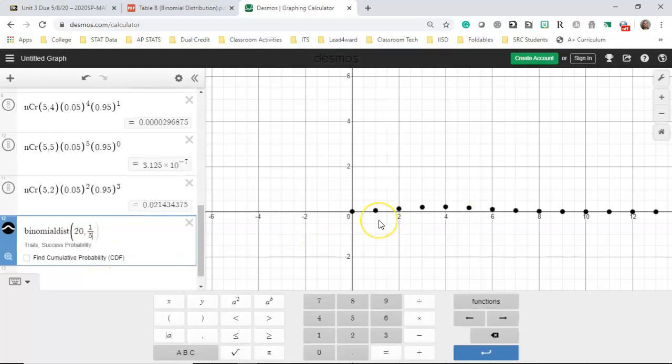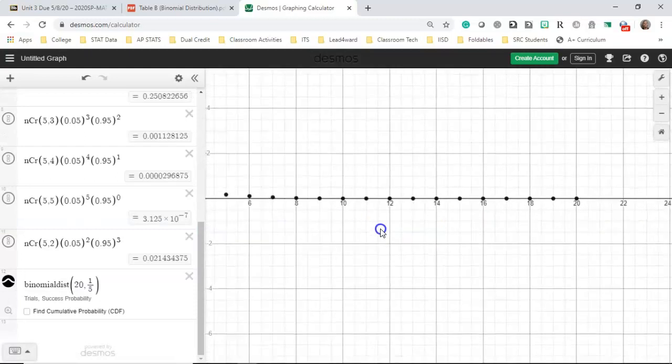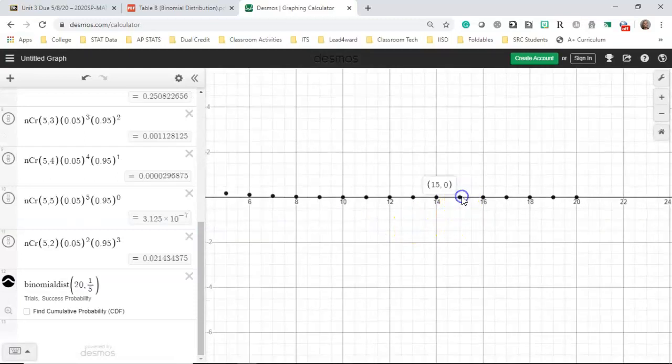Now notice it makes a kind of a dot plot of the different outcomes. So if I go over here and I find 15, so here's 15, 16, 17, 18, 19, 20. The first value in the ordered pair is the x value. So when there's 15 successes, the probability is 0. So you could do this as well to get the numbers even quicker.